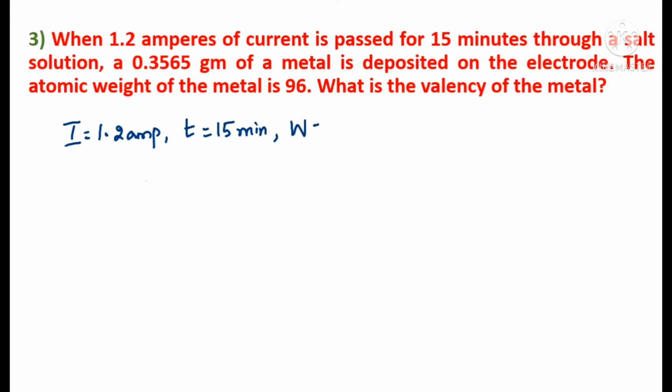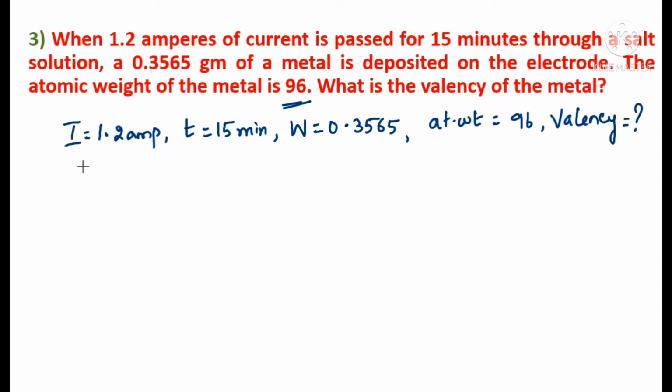And then W is also given, that is W is 0.3565, is it not? Then what else is given? Atomic weight is also given. Okay, what is the atomic weight given? 96. And you are asked to calculate valency. Okay, they are asking you to calculate valency.